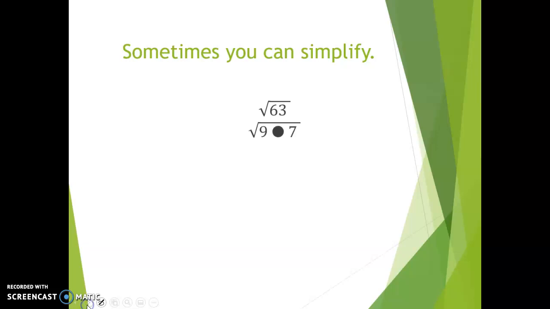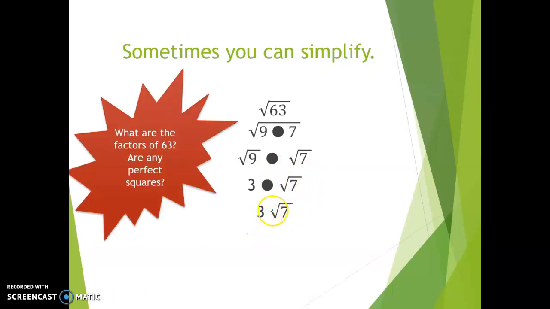63 is not a perfect square. But I know that 63 is made up of the factors 9 times 7. And I can write that as the square root of 9 times the square root of 7. And I know that the square root of 9 is a perfect square. So I can go ahead and simplify that as 3 times the square root of 7. Or, because there's this radical symbol there, I can just take out that multiplication symbol altogether and have 3 times the square root of 7.